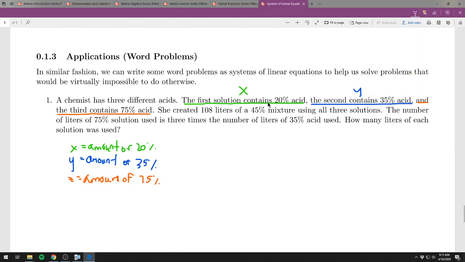Now we want to make equations based on what they tell us. So it says she created 108 liters of a 45% mixture using all 3 solutions. All right, so this really has 2 pieces of information in it, 2 equations. One is that there are 108 liters of the solution in total. So what it's saying is if we add the amounts together, which is X plus Y plus Z, we should get 108.